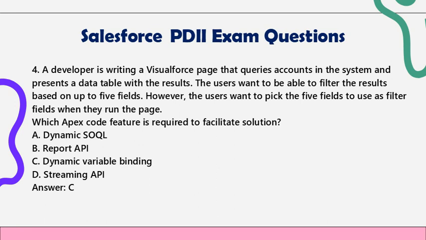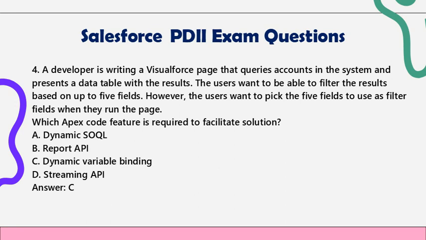4. A developer is writing a Visualforce page that queries accounts in the system and presents a data table with the results. The users want to be able to filter the results based on up to 5 fields. However, the users want to pick the 5 fields to use as filter fields when they run the page. Which Apex code feature is required to facilitate the solution?